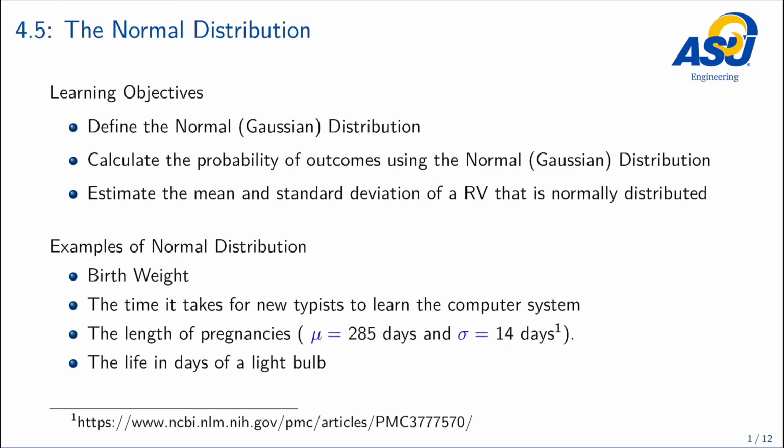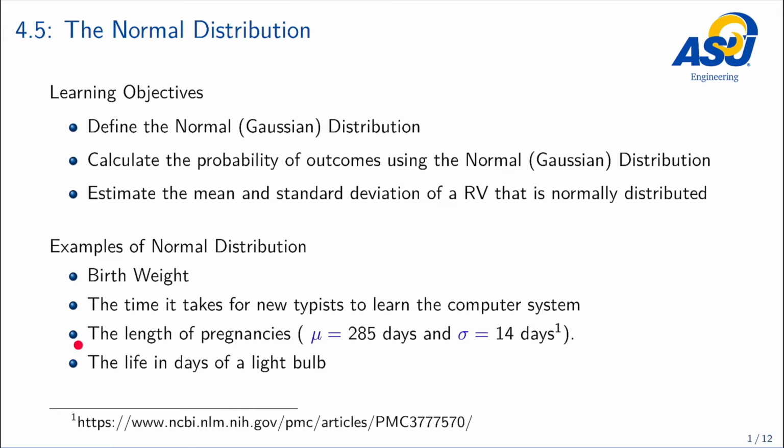These are some examples of a normal distribution. Birth weight. The weight of a newborn baby is normally distributed. Second example. Imagine that you have to hire someone to input data into your personal database. The new hire will have to learn how to use your system. Well, the time it takes for a new typist to learn the computer system is normally distributed.